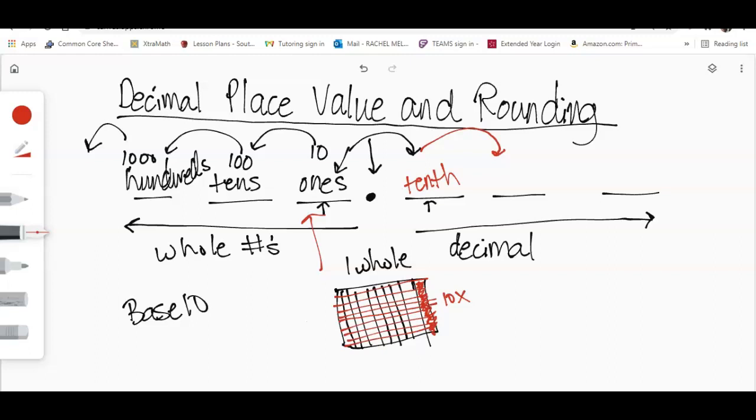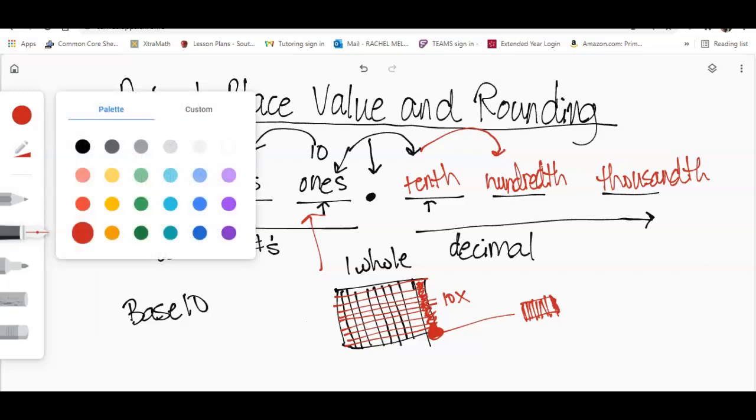And so this tiny little piece right here is a hundredth, because it is now 1/100th of the whole that I started with. And if I take that tiny little tenth and cut it into 10 pieces again, I would have this tiny little piece right here, and that would be a thousandth. So we do not have oneths. We do tenths, hundredths, thousandths.